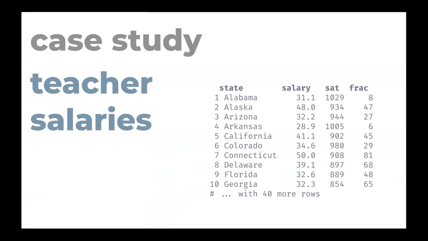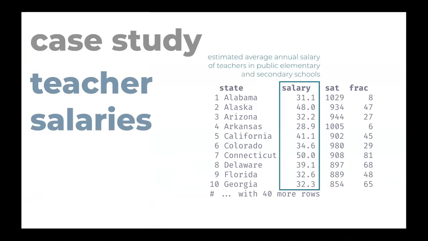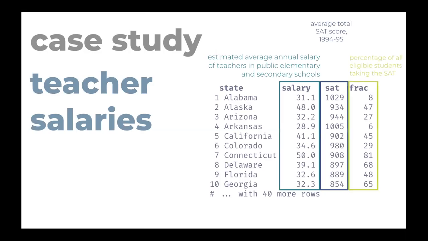We have data on 50 states. And what we know are three things about these states. One of them is the estimated average annual salary of teachers in public elementary and secondary schools. Another thing we know is the average total SAT score of the students in that state. And we also know the percentage of all eligible students taking the SATs.